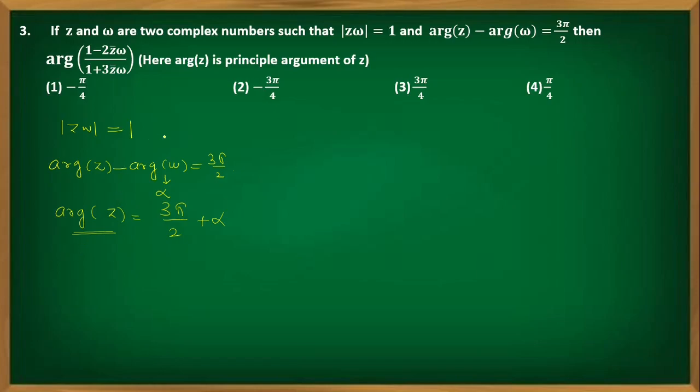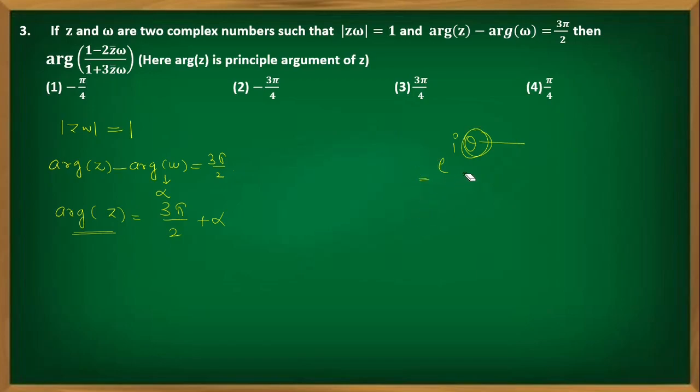Now, Euler form. Every complex number can be written in the form r into e to the power of i theta. Every complex number can be expressed as r into e to the power of i theta. What is r? Its modulus. What is theta? Its argument. Okay, r is the modulus of the complex number, and theta is the argument of the complex number.